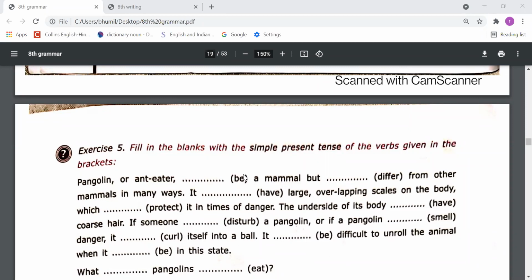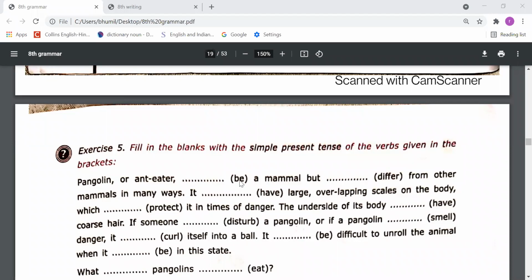Is is for third person singular, and am is for I. And with the rest of the subjects, we should use are. Again, I tell you, be form. There are three forms. So the first form of be is is, am, are. Is we use for third person singular, am we use for I, and for the rest of the subjects we use are, like first person plural, second person singular or plural, third person plural. So for them we need to use are. Okay, let's start.